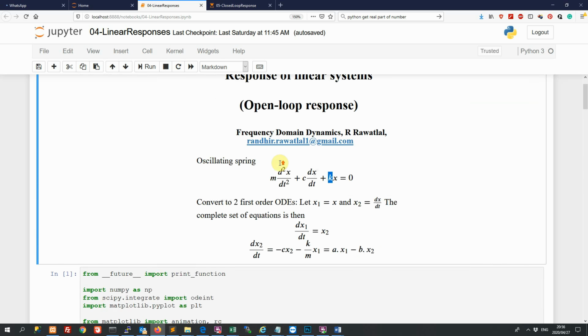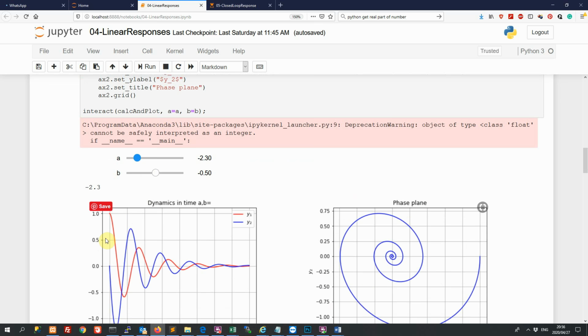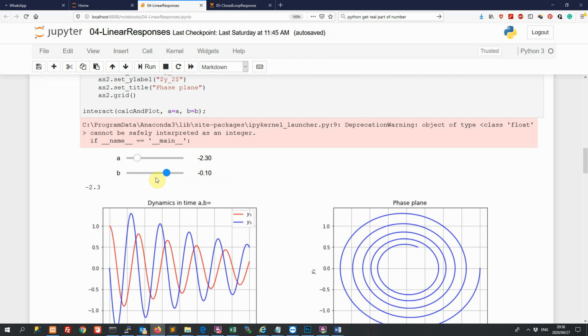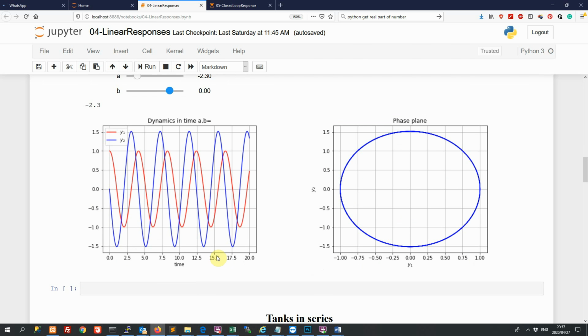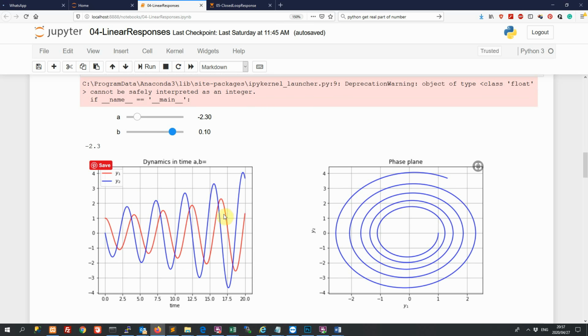And B relates to C, so the higher the value of B, the smaller the damping. So if I increase that, then it decreases the damping, so the oscillations live for longer as I do that. And now look at this, as B increases further, you are getting divergence, right?